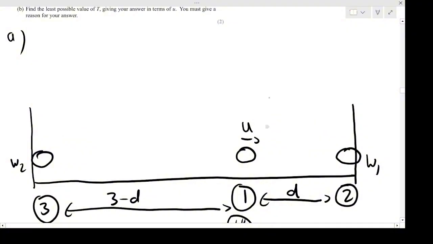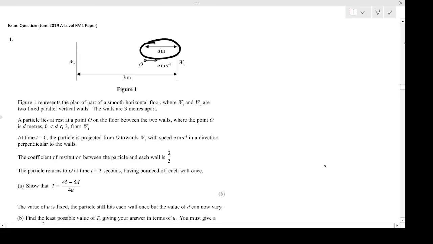Okay, now I'm going to label my speeds. Well, it starts with speed U and then it's going to approach the wall with the same speed U, right? Then it's going to rebound off the wall with a speed afterwards, right? Now, how am I going to work out the speed afterwards? Well, again, I'm going to use coefficient of restitution. So in the question, I'm told that E is 2/3, okay?